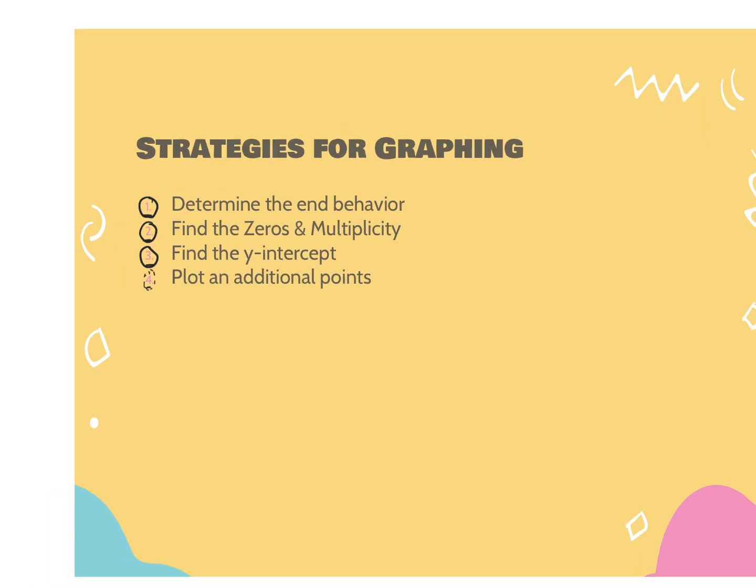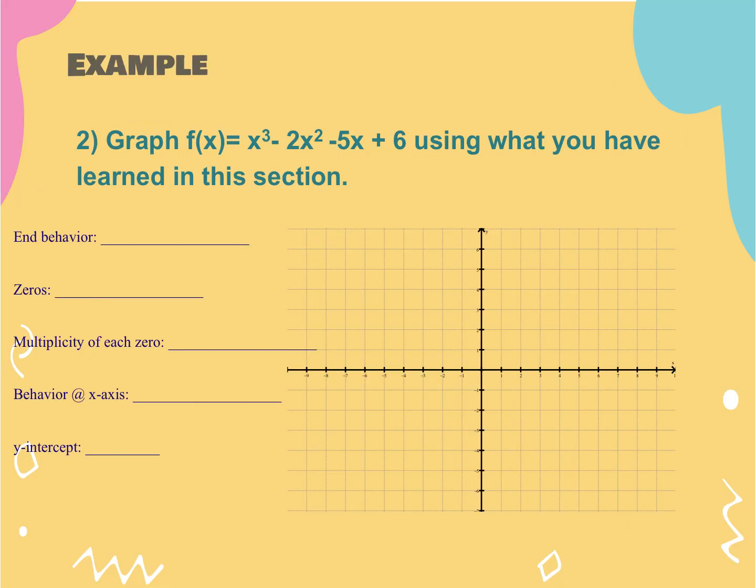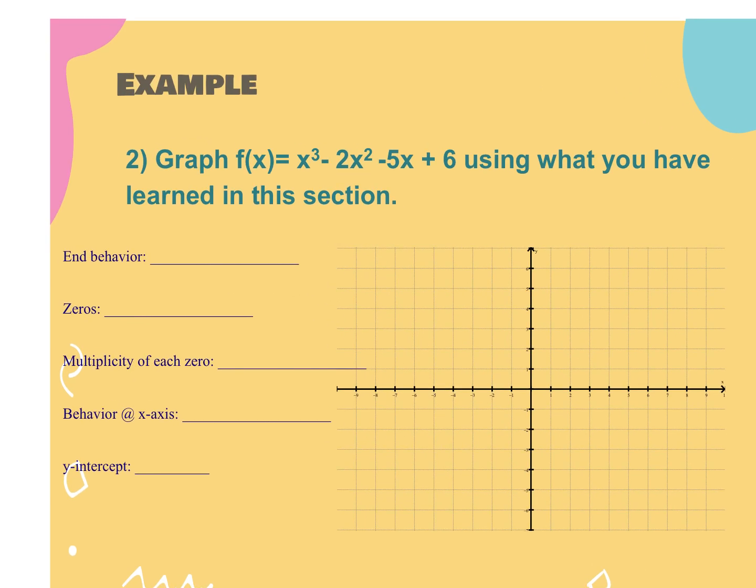It's not super, super important for this class as long as you have the right shape of the graph. All right, so let's try something like this. We have a lot of information that we need to find, but let's just take it one at a time, right? So the first thing is determining the end behavior.